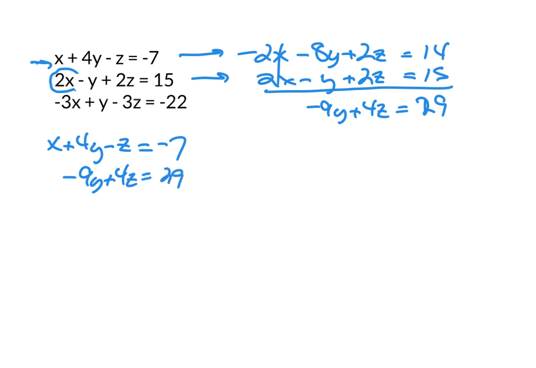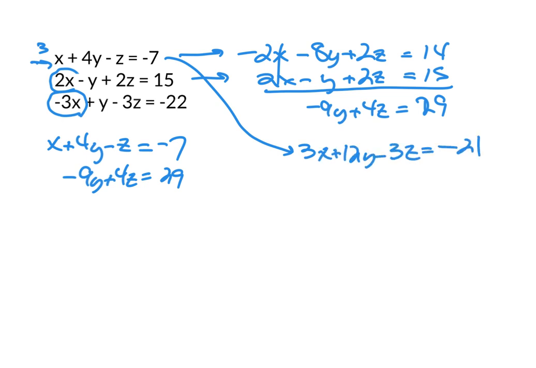Now, I'm also going to circle my -3x down there because I'm trying to eliminate all the x's, okay, except for the first one. So I'm still going to use the first equation, except this time I'm going to multiply the whole first equation by 3 to make that -3x go away. So I get 3x plus 12y minus 3z is -21. Bring down the third one, -3x plus y minus 3z is -22.